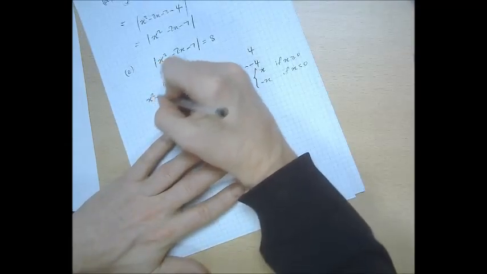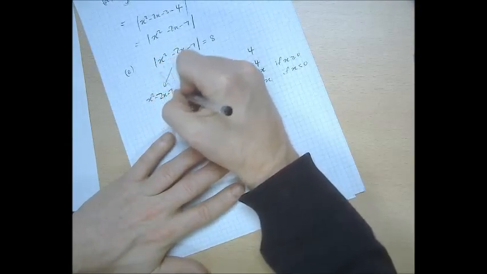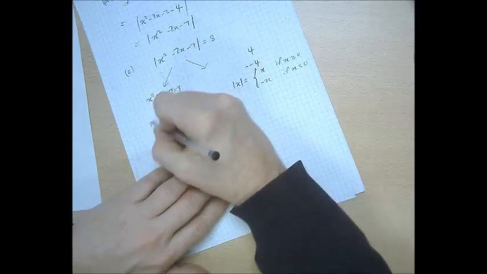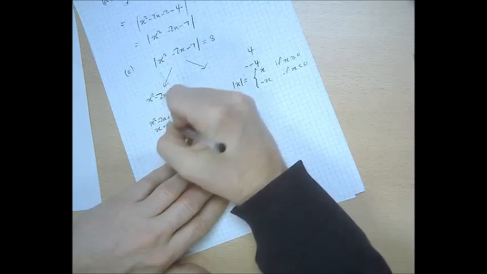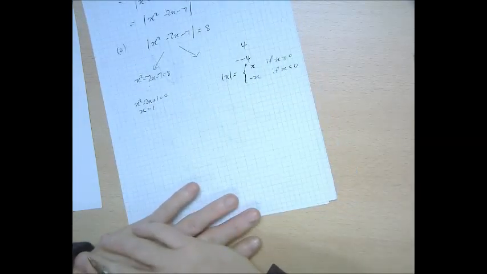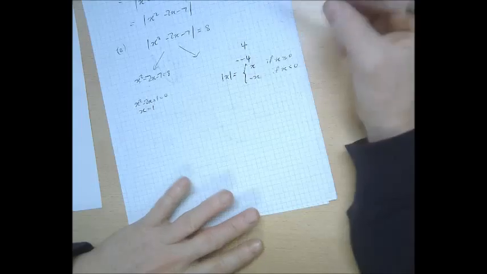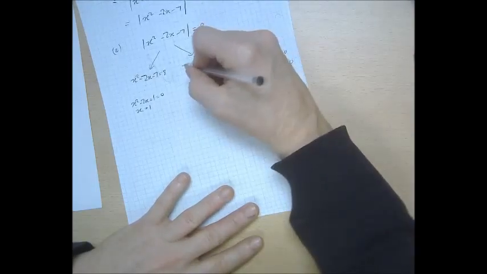First, get a solution just by ignoring the bars. That'll give you x equals 1. Then get a solution by replacing the bars with a negative of a bracket.